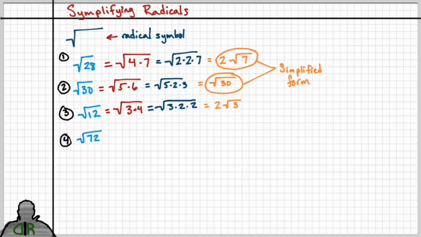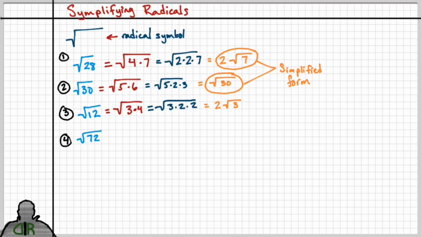Example 4 here, the square root of 72. Hopefully you're realizing this is not a perfect square. Remember, I'm hoping that you guys can memorize your perfect squares up to 15. That's the goal. At least 12 for certain, but up to 15 would be great. So 72, a little bit of a bigger number. So it might take a little bit more thinking here to get it done, but we can do this.